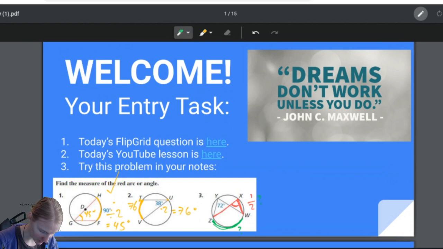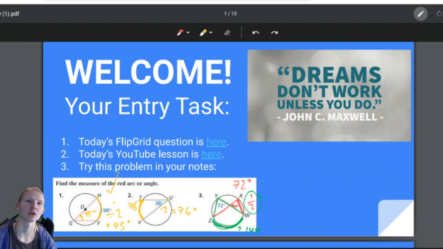Oh, I have this 72 right here. This 72 also goes with this arc. So if I do 72 times 2, that's 144. And then if I take half of 144, oh my goodness, go back to the red now, that's just 72 degrees. And that's actually a cool thing, that whenever an arc subtends two different angles, those angles actually have to be the same measure. Fun fact. Okay, so those are our entry task problems.